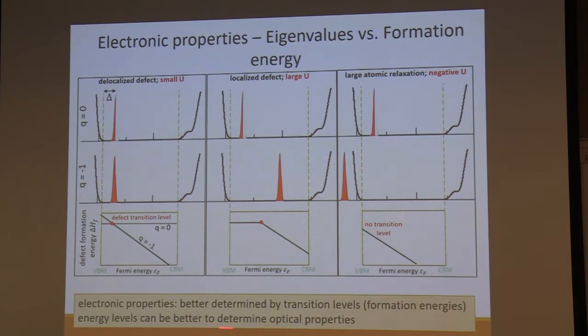So the electronic properties are better determined by the transition levels. These energy levels can be more important for optical properties, though. If we were to shine a light on it, and we promote an electron from this state to this state, sure, there's going to be a structural relaxation later on, but the optical absorption doesn't take that long. That optical absorption happens immediately. The structural relaxation takes a long time. So thermodynamically, if you're looking at the electronic effects, this is the one you should be looking at. But if you're looking at optical absorption, then you really should be looking at these defect levels. Okay.